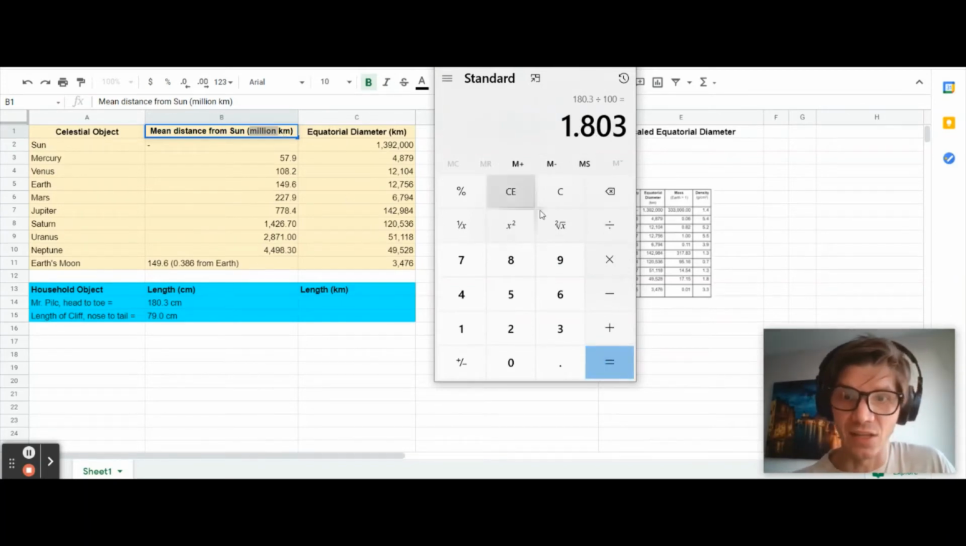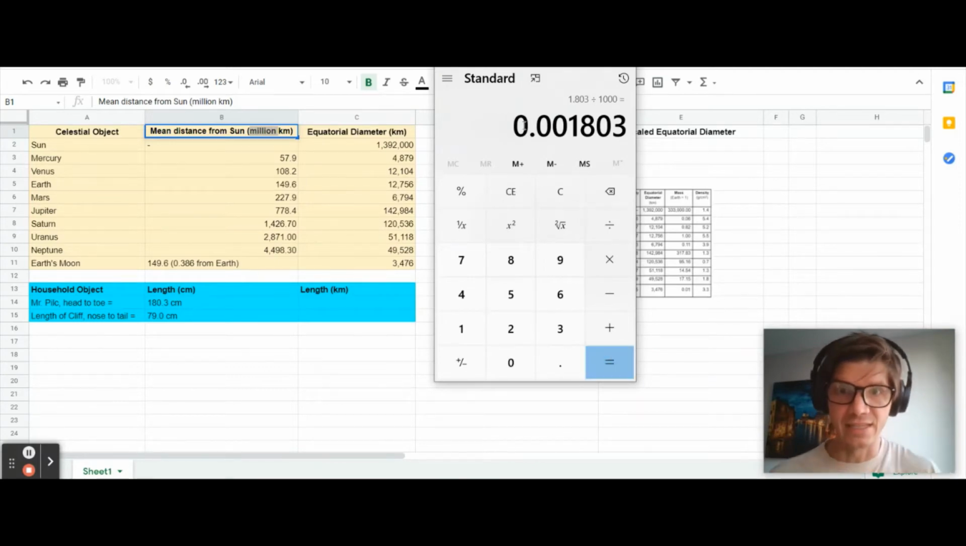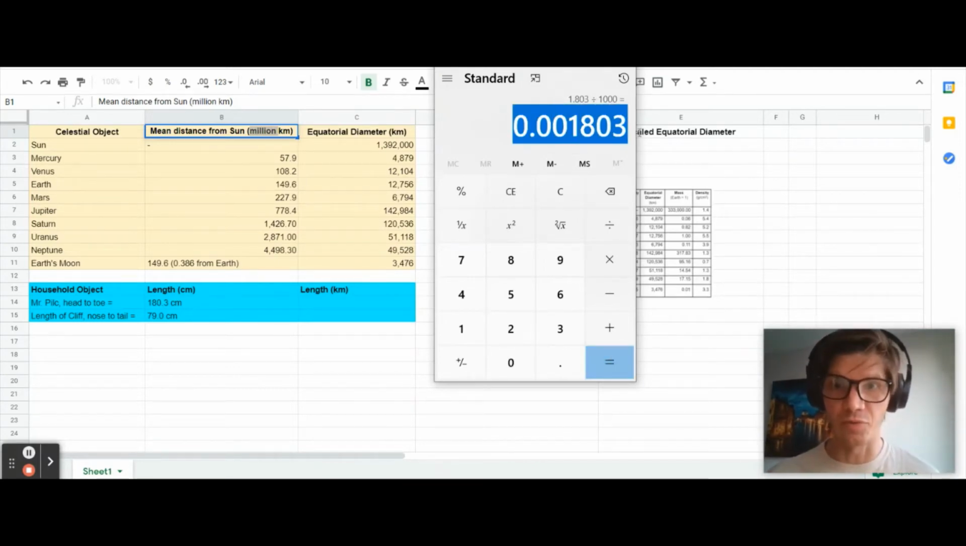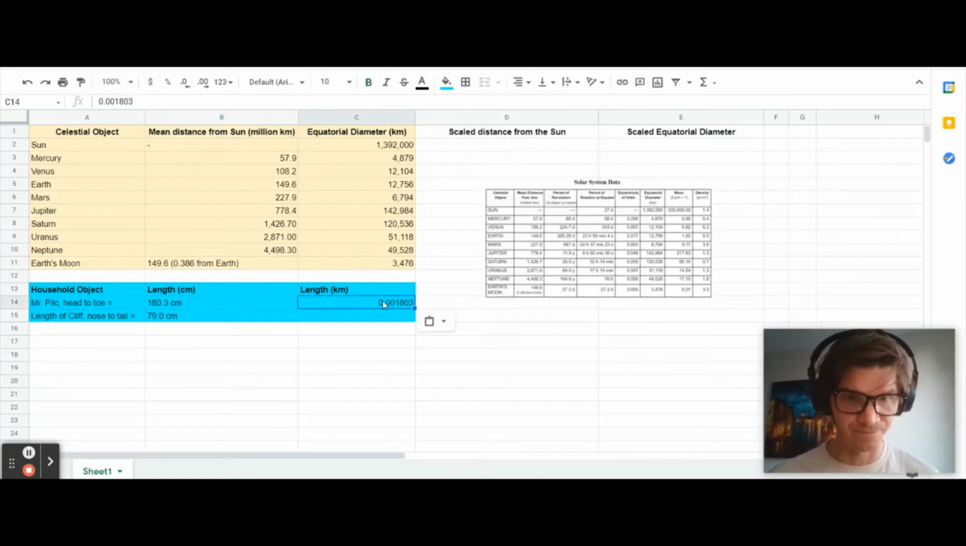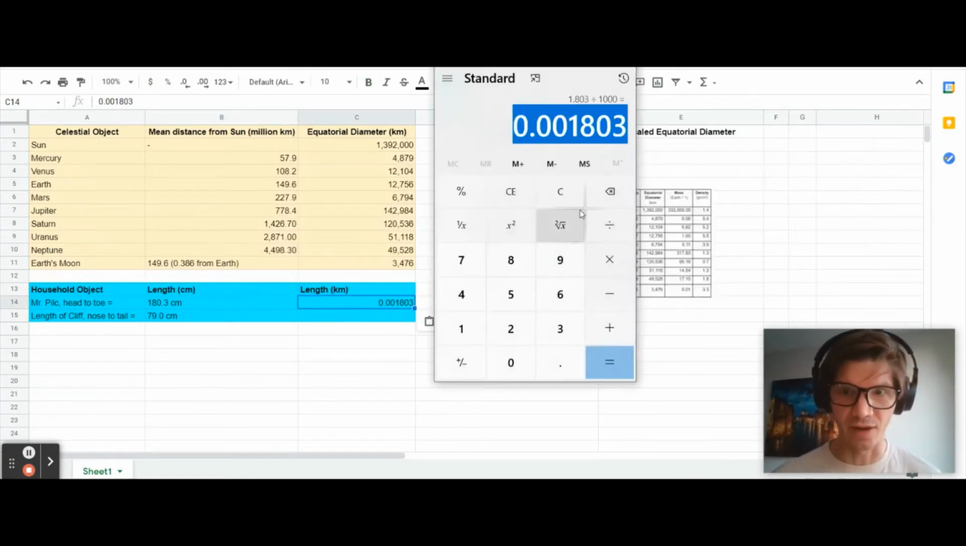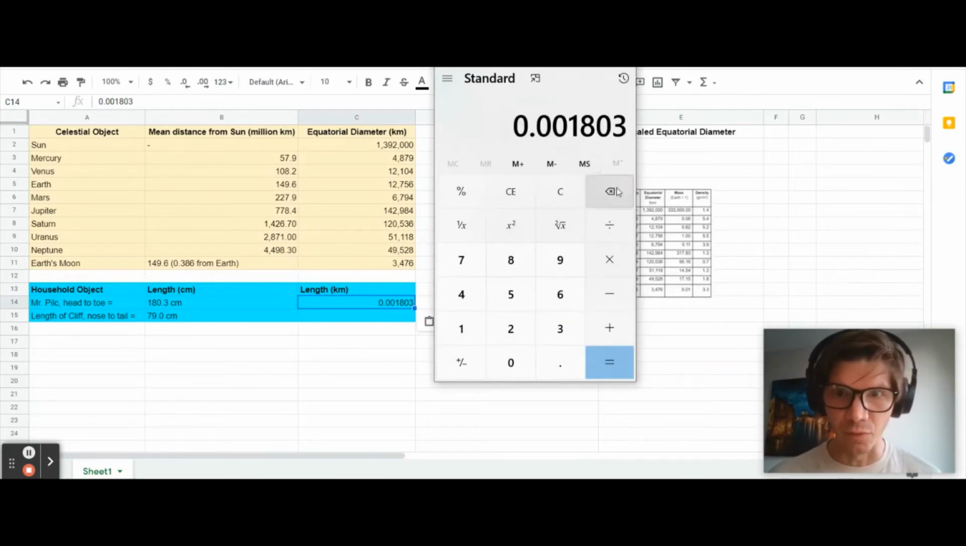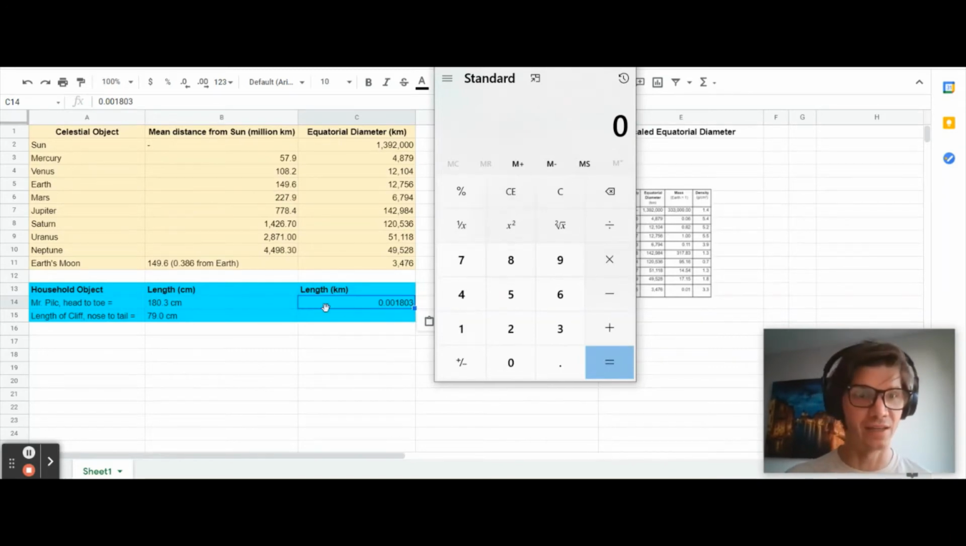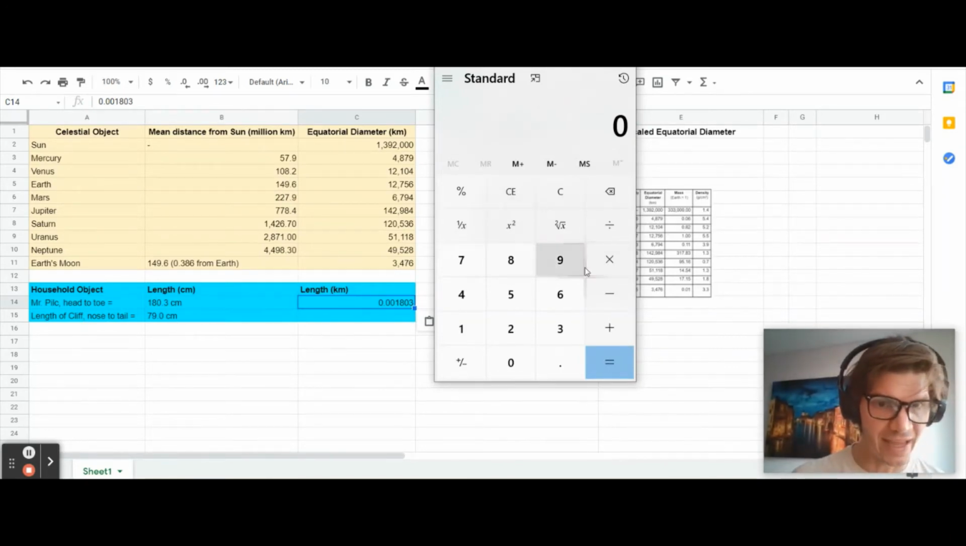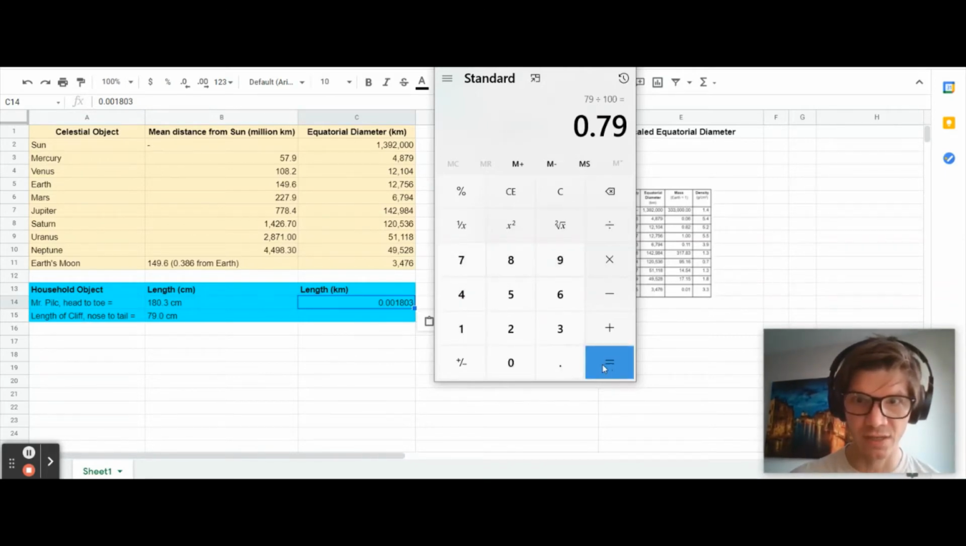I want to convert that to kilometers. Since there are 1,000 meters in a kilometer, I'm going to divide that by 1,000. And my height is 0.001803 kilometers. A tiny number, which is why we don't give our height in kilometers. If we're in a country that uses the metric system, we would give our height in centimeters or meters. So my cat, we're going to do the same process, 79.0. I'll divide by 100 to find out his length in meters, and then divide by 1,000 to find his length in kilometers.